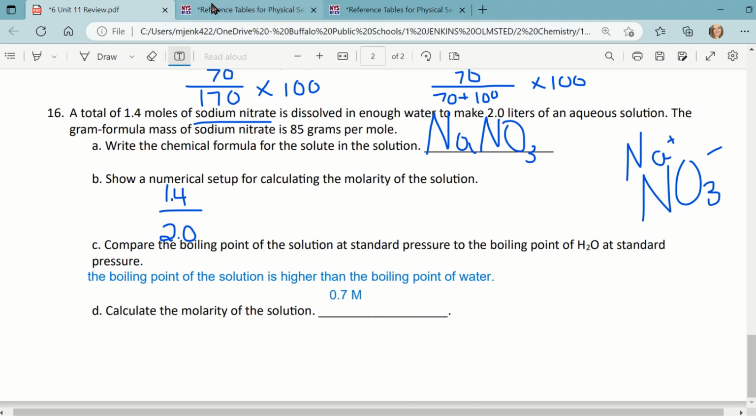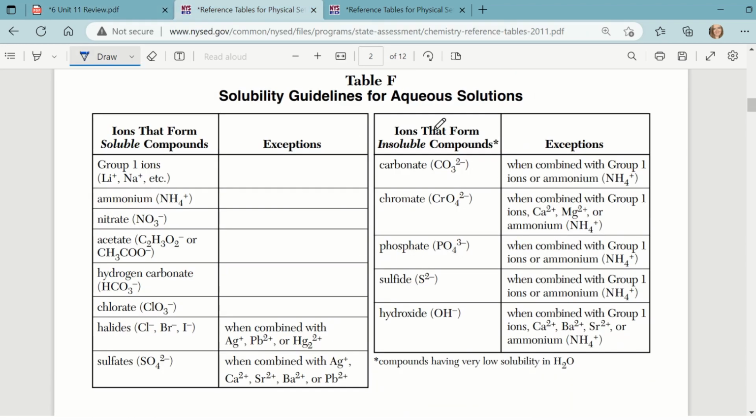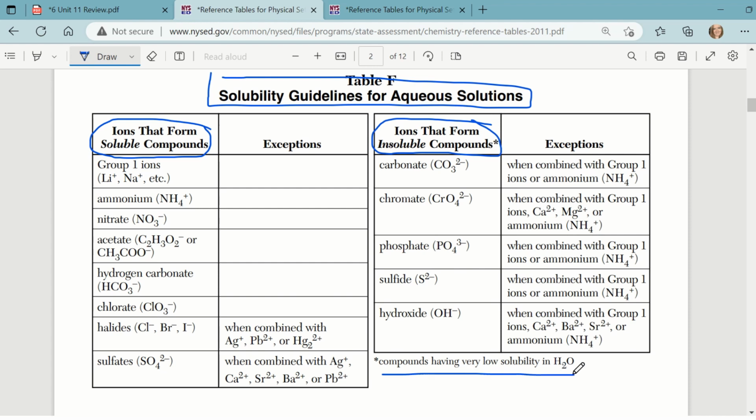The only thing we didn't go over, which we did some classwork with, and there will be some in the other piece of review, is table F. So remember, the rule on this side is soluble. The rule on this side is insoluble. But remember, insoluble means just a little bit of it dissolves. When there's no exceptions, that's super easy.